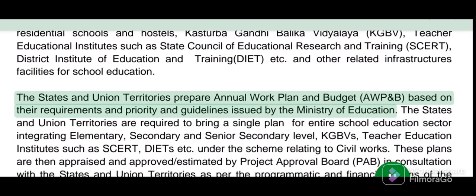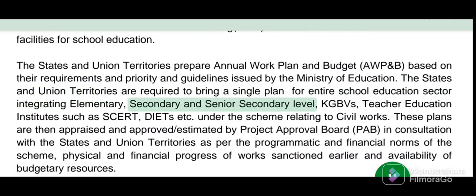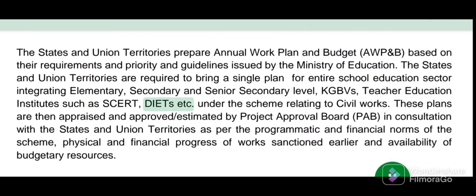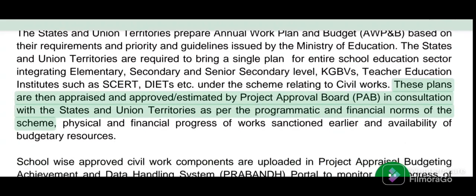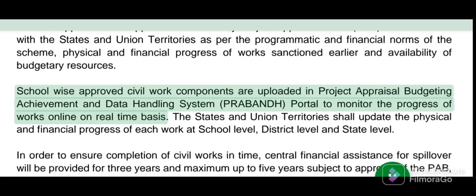The states and union territories prepare the Annual Work Plan and Budget (AWP&B) based on their requirements and priority and guidelines issued by the Ministry of Education. The states and union territories are required to bring a single plan for the entire school education sector, integrating elementary, secondary and senior secondary level, KGBVs, teacher education institutes such as SCERT, DIETs etc. under the scheme relating to civil works. These plans are then appraised and approved by the Project Approval Board (PAB) in consultation with the states and union territories as per the programmatic and financial norms of the scheme, physical and financial progress of works sanctioned earlier and availability of budgetary resources. School-wise approved civil work components are uploaded in the Project Appraisal Budgeting Achievement and Data Handling System (PRABANDH) portal to monitor the progress of works online on a real-time basis.